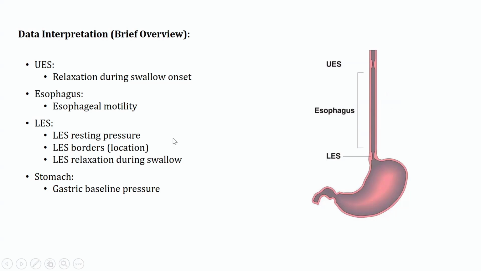I will show you in real cases if we change the position of the gastric baseline pressure, how much it will affect the IRP. And we know that IRP is the most important criteria for diagnosing the obstruction or the achalasia.